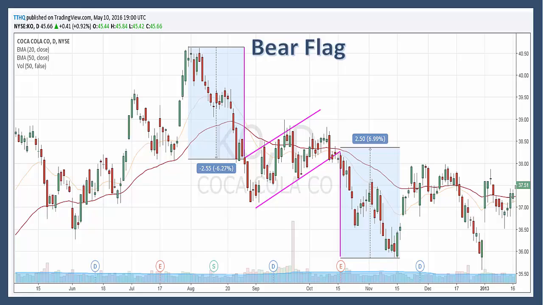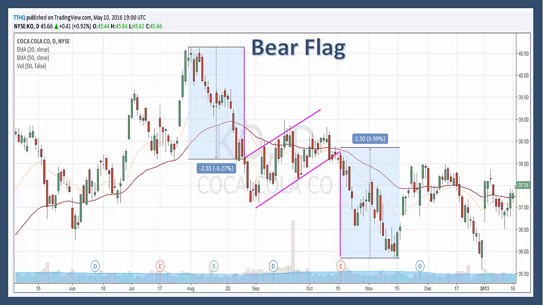Now, the flag itself is a small rectangular pattern that slopes against the trend. Because flags are usually too short in duration to actually have reaction highs and reaction lows, the price action just needs to be contained within these two parallel trend lines.